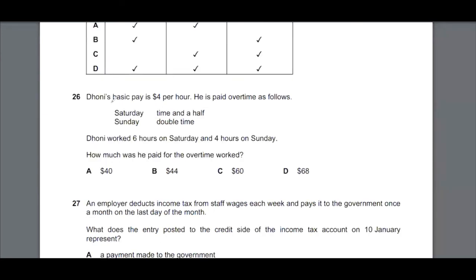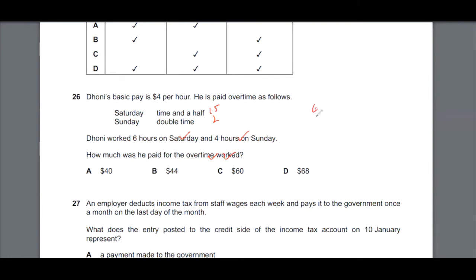Multiple choice 26, Dhoni's basic pay is $4 per hour. He's paid overtime as follows. Saturday is 1.5 times. Double time is 2. Dhoni worked 6 hours on Saturday and 4 hours on Sunday. How much was he paid for the overtime work?